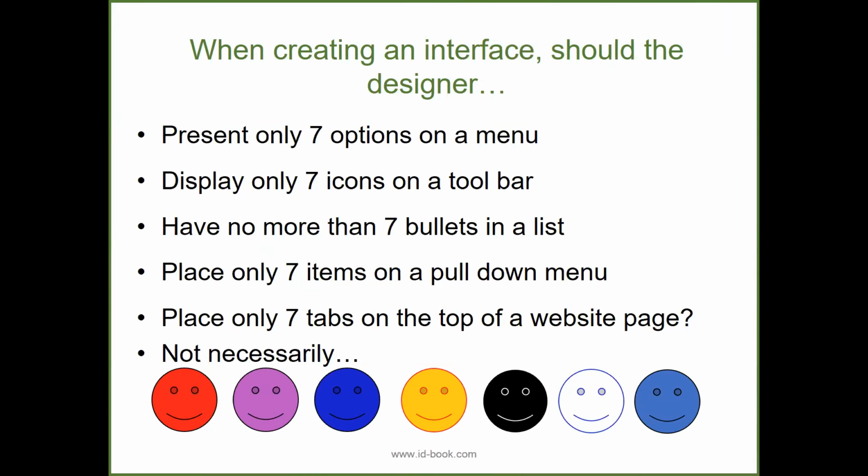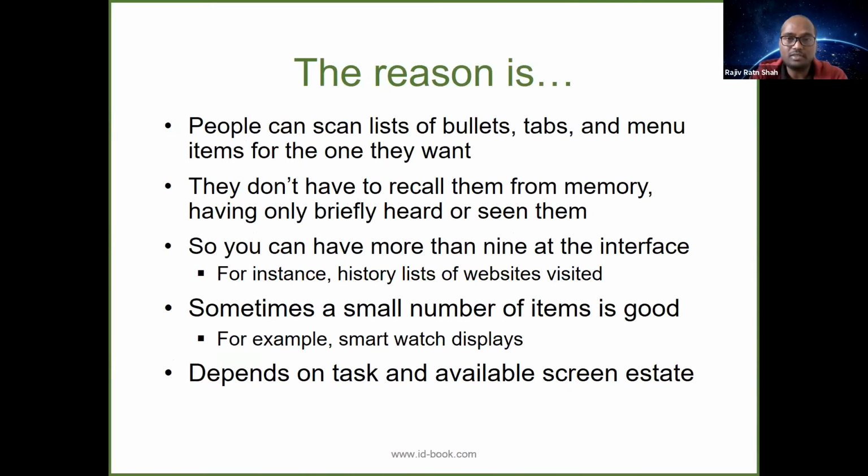Right, exactly. So like displaying only 7 icons or 7 plus minus 2 and so on. It's not necessary that the designer should only follow this when creating an interface. Often it is based on the task. People can scan a list of bullet tabs or menu items for the one they want, so they don't have to recall from memory, having only briefly heard and seen them. So you can show more than 9 in the interface, for instance the history one I showed. Sometimes a small number of items is good. It depends on the size of your screen. For example, for a smartwatch you don't see 7 plus minus 2, probably even less, because the screen size is quite small. So it depends on the task and available screen space.